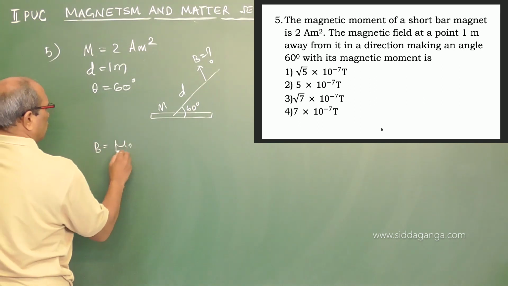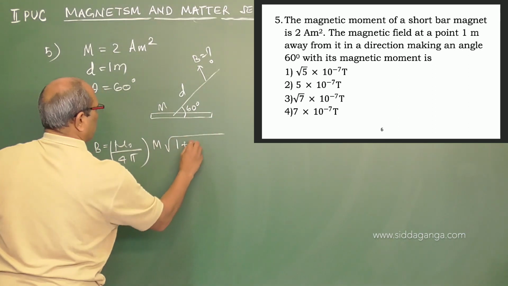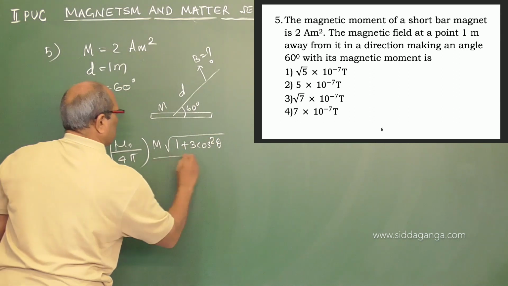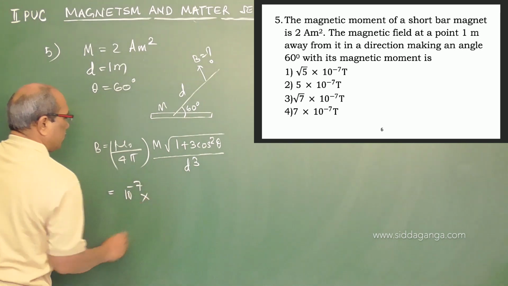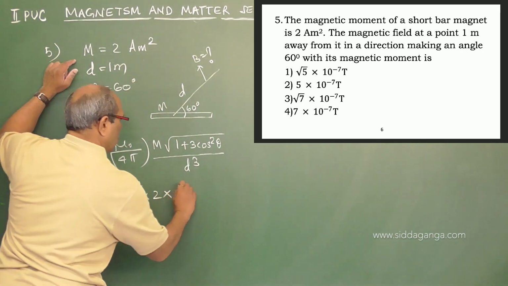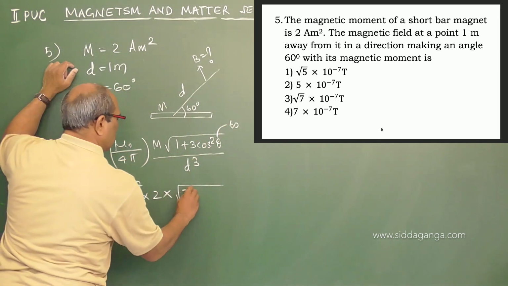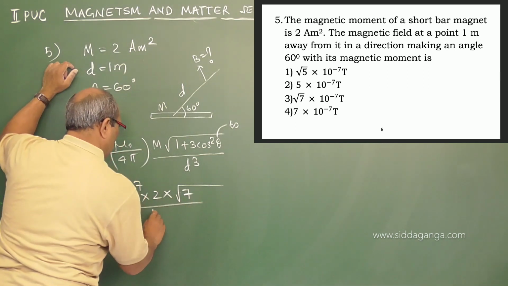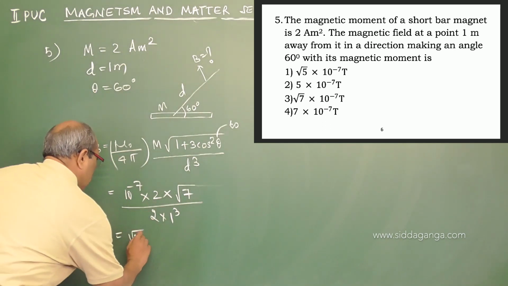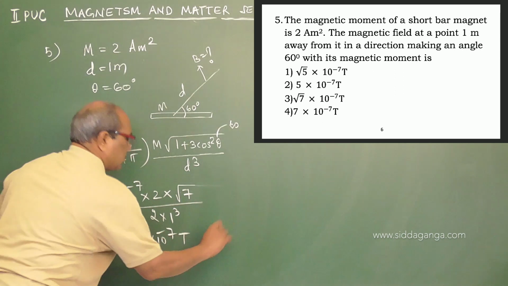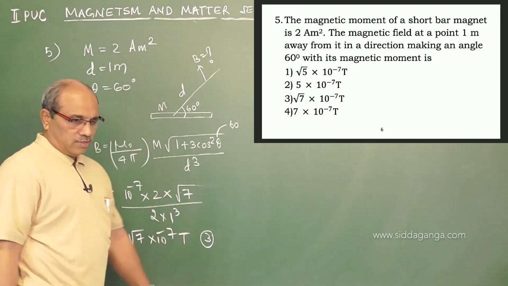B is equal to the same relation we used previously, 10 power minus 7 into m into root of 1 plus 3 cos square theta by d cube. So this equals 10 power minus 7 into 2 into root of cos square 60, which is 1 by 4. 1 by 4 plus 3 is root 13 by 4, which is root 7 divided by 2 into 1 cube. Cancelling 2, you will get root 7 into 10 power minus 7 Tesla, option number 3. Go to the next.